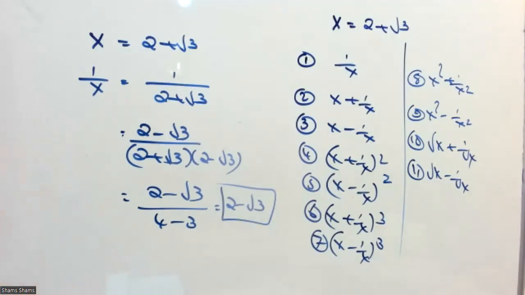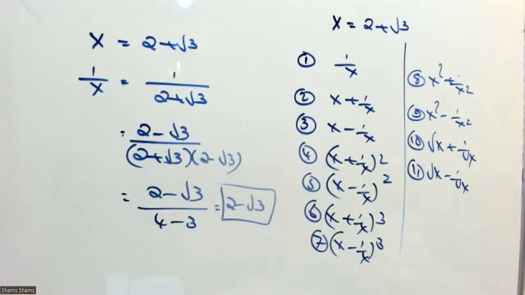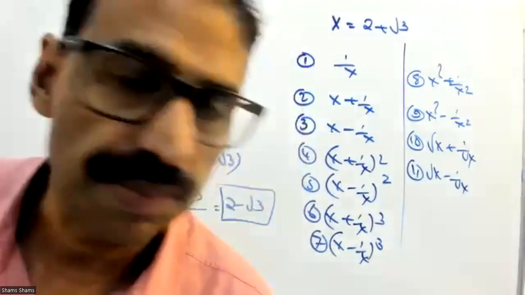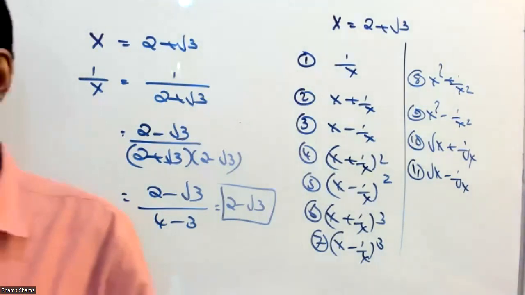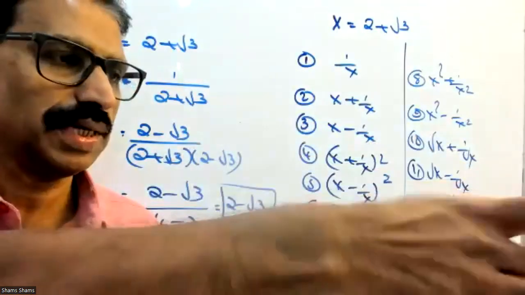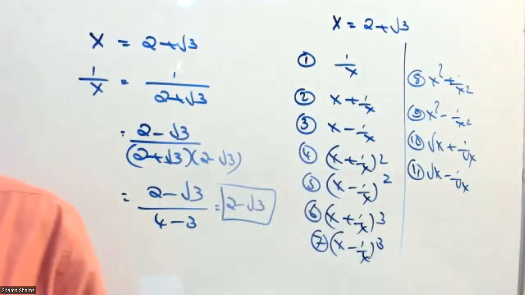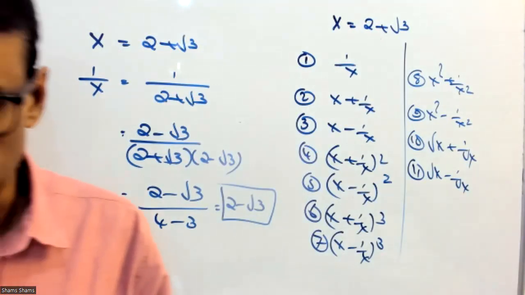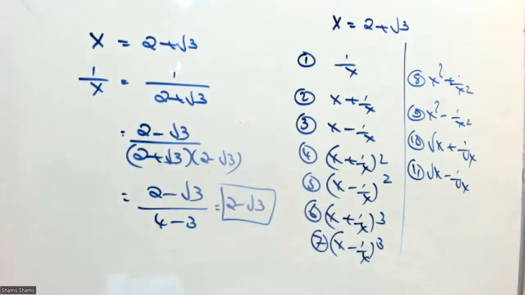So 1 by x, he got what? 2 minus root 3. It's clear now. It always comes like that only. See, plus becomes minus. Then after that, 1 by x. Wait, wait. If you make a mistake in 1 by x, everything is wrong. Clear now? Amira, Karthik, Kasia, Nihal, Brinda, 1 by x clear now, right? Yes. Now I'm going to start.